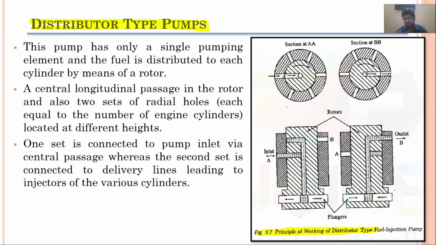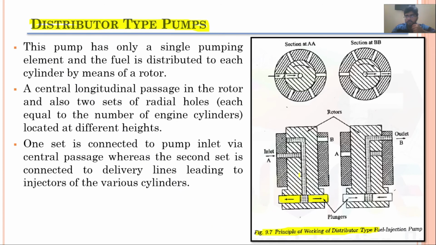Here you can see that these are the two plungers, and these plungers would be going away from each other and then coming towards each other. They would be reciprocating in a horizontal direction. When they are moving away from each other, fuel would be taken into the space between them, and when they are coming towards each other, fuel would be pressurized and then will go to the outlet passages.